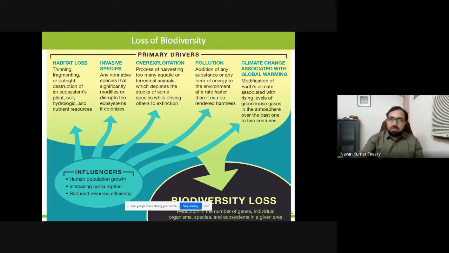Overexploitation, humne bahut baat kari hai. We won't take up much time. Pollution, we will discuss in one of the studies later. And then climate change. So these are some of the issues.